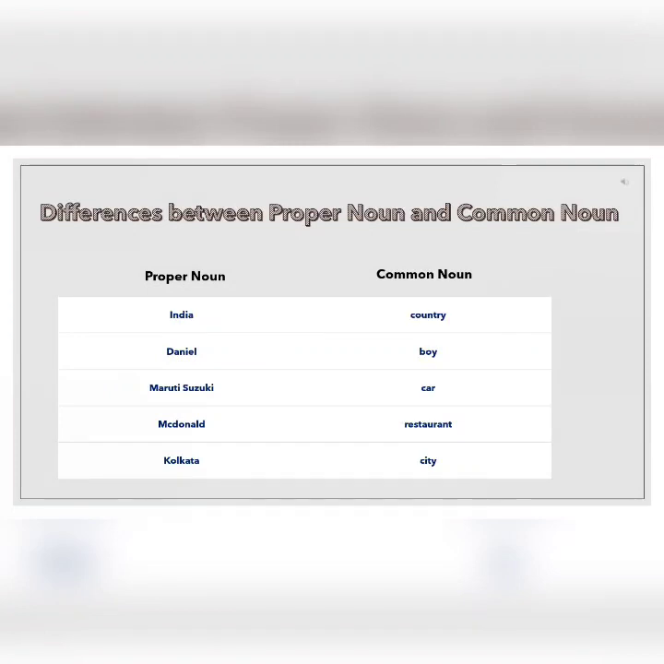We have a table here which differentiates clearly between a proper noun and a common noun. A proper noun, for say, is India and a common noun is a country. Now, India as a word can only be used for this particular country and therefore it is a proper noun. But the word country can be used for many other countries. Therefore, it is a common noun. And similarly, there are other words and other differences given in this chart. Please have a look at it.